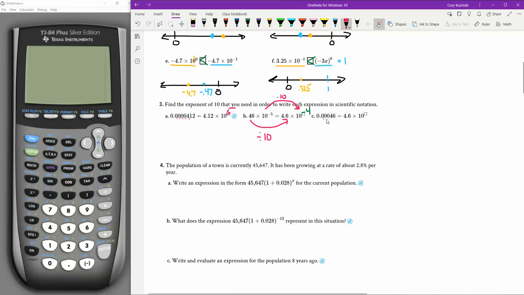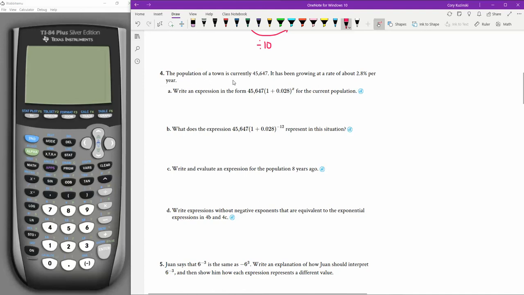Just got to move that decimal place 1, 2, 3, 4 spots to the left. You know what? That's negative 4. Which means I actually messed this up too, didn't I? This should be negative 5. I'm identifying some mistakes here as I go. That's negative 5. That's negative 4. That's negative 4. Checking my answers. Yep, got all those right. Negative 5, negative 4, negative 4.